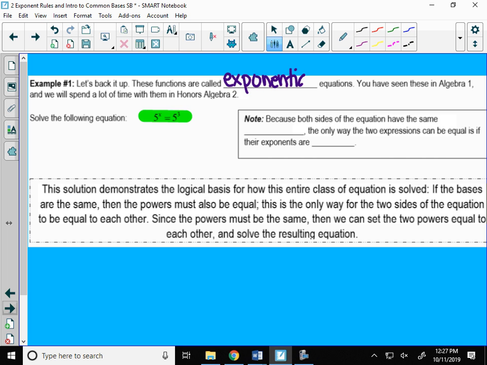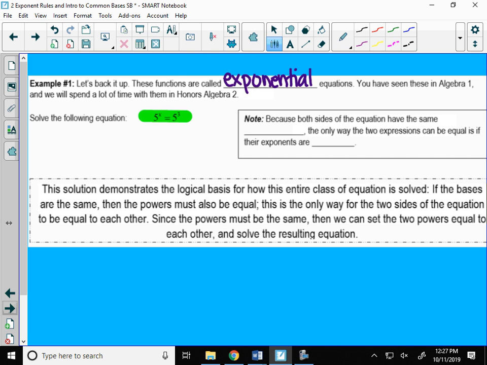You know what an exponential equation is, or at least it should be in your brain because you did those in Algebra 1. This whole unit is going to start with exponentials. Now, what do we notice about this equation? Well, I notice... what do you guys notice about it?